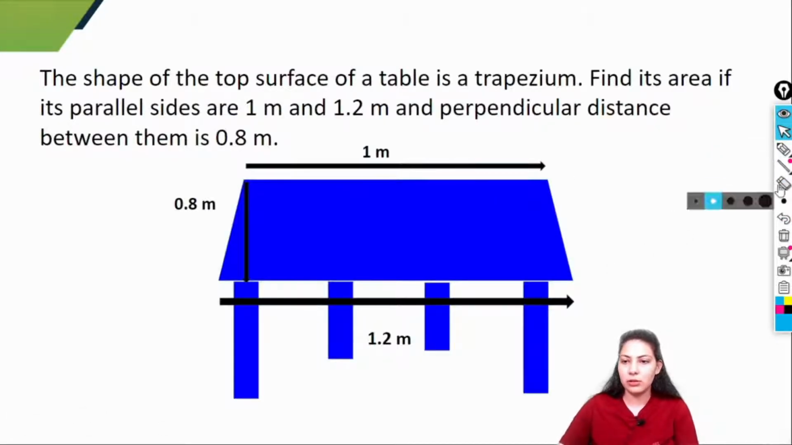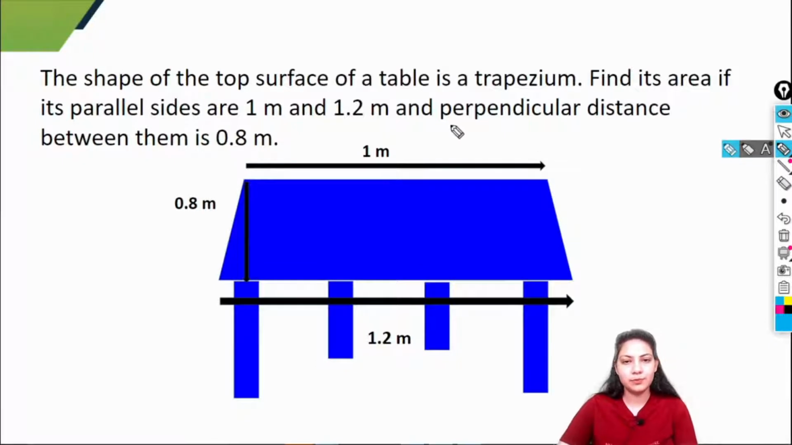Now here the shape of the top surface of this table is trapezium. Find its area if its parallel sides are 1 meter, 1.2 meter, and perpendicular distance between them is 0.8 meter.